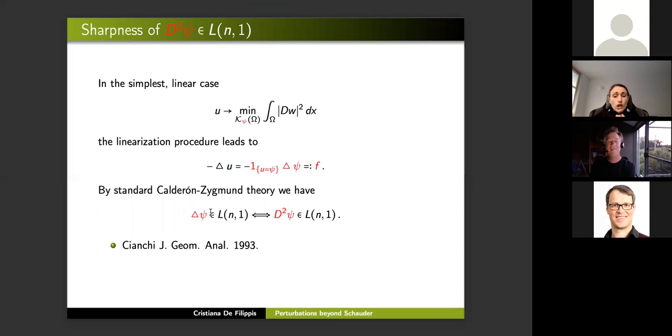And this is again sharp in the light of the counterexample due to Cianchi, because we are, in the end, dealing with an equation of the type minus Laplacian of u equal f with f in L^{n,1}.